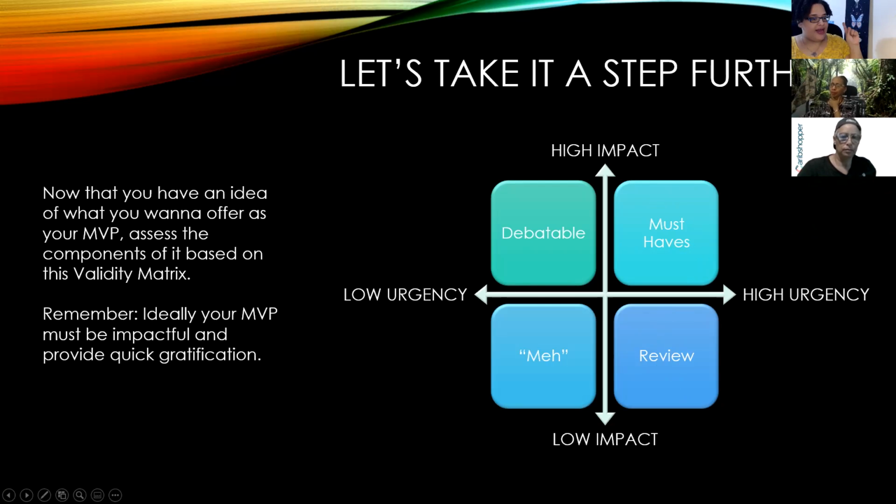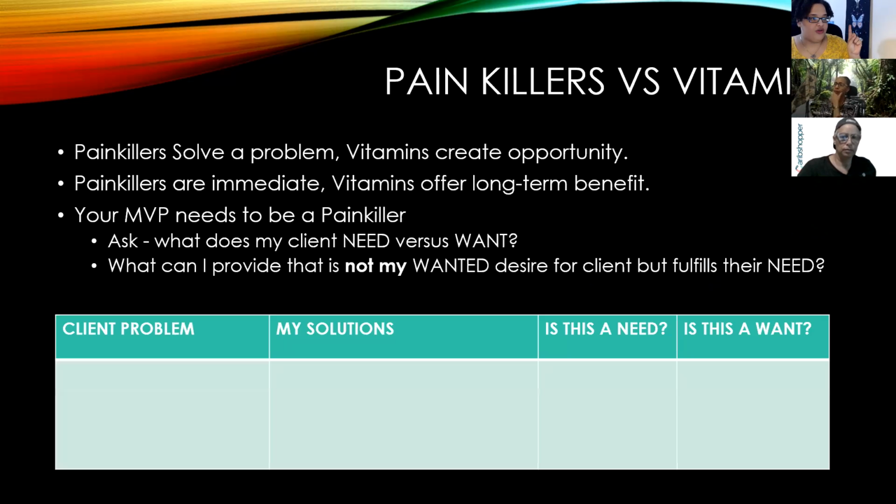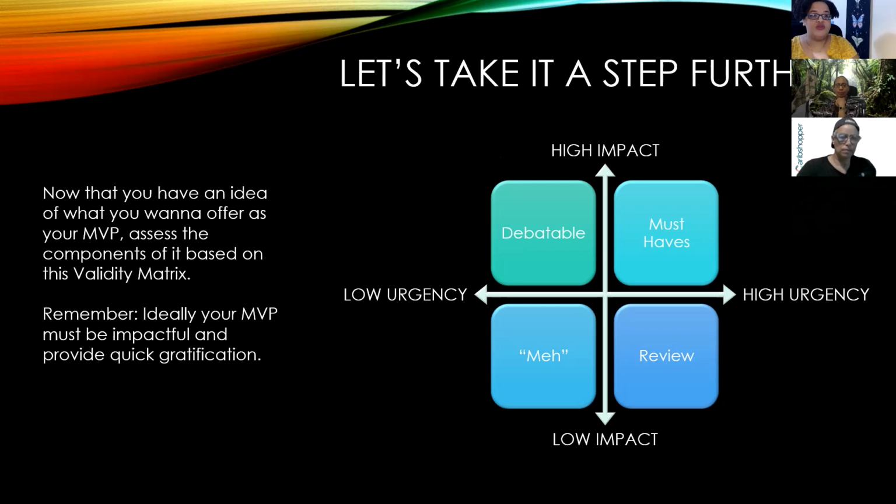So let me just backtrack and go back to the slides before we go further. So, assessing painkiller versus vitamin. Once you have an idea of the problems and you have your potential solution, identify: is this a need or is this a want? When you figure out it's a need, that means chances are you have a painkiller. Great. That means move it into the matrix. Now assess impact versus urgency. And this is how we are validating the idea going forward.